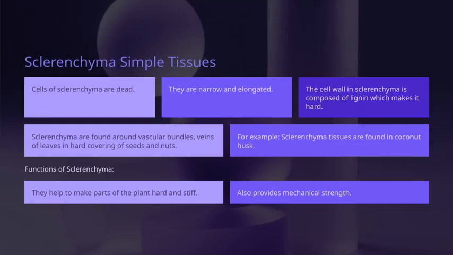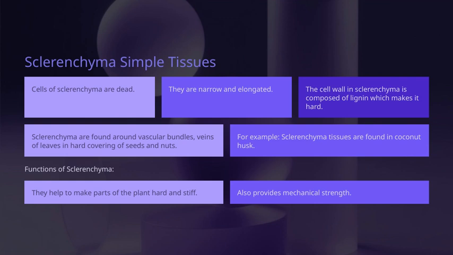Now let's take a closer look at sclerenchyma, a type of simple plant tissue. The cells of sclerenchyma are actually dead, which might seem a bit unusual at first, but it's crucial for their function. You'll find sclerenchyma cells surrounding vascular bundles and veins in leaves, providing a protective and supportive covering. They're also present in the hard shells of seeds and nuts, offering them durability.